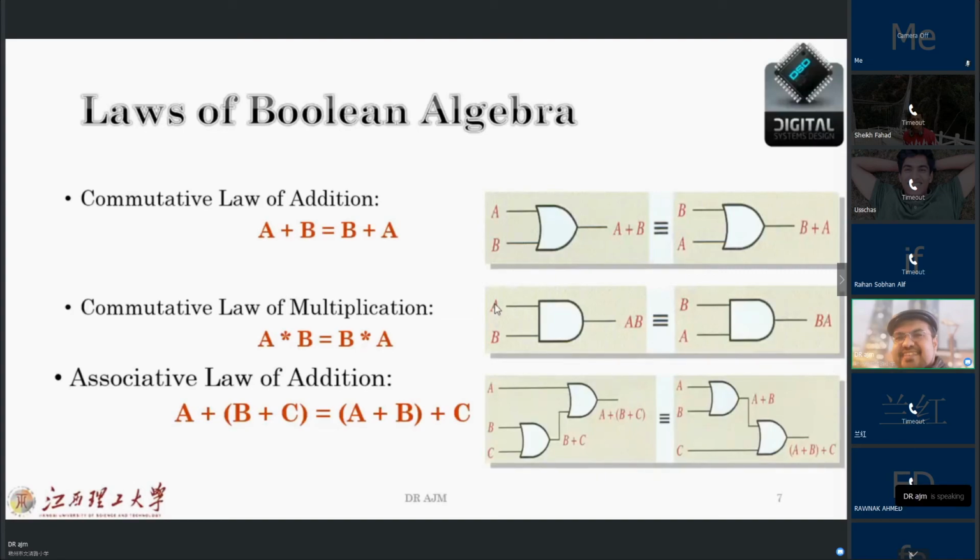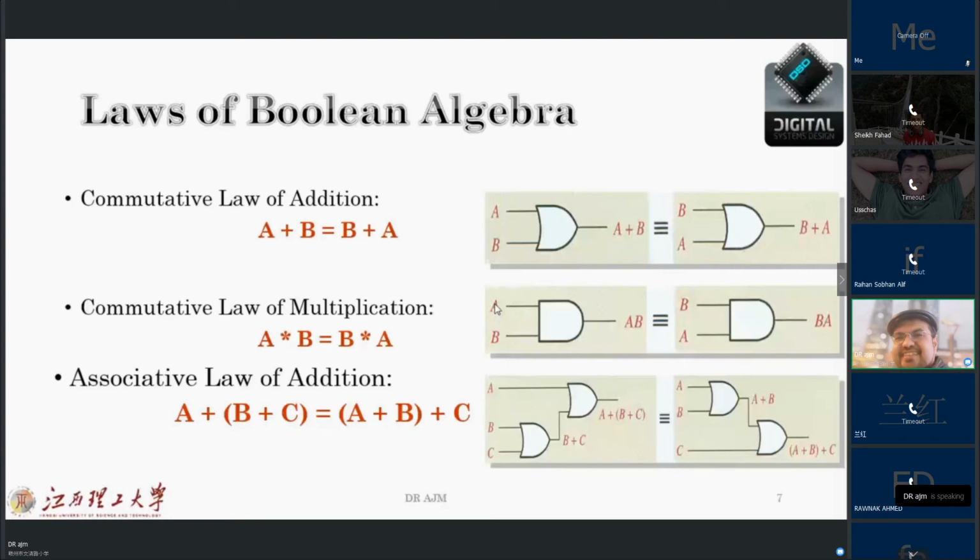Rule number two, which we call the commutative law. We say A dot B, or A multiplied by B, is equal to B multiplied by A. Okay, it's something like AND. Then you will see that just the place of the input of the gate is changed. Then it's a proof for us.